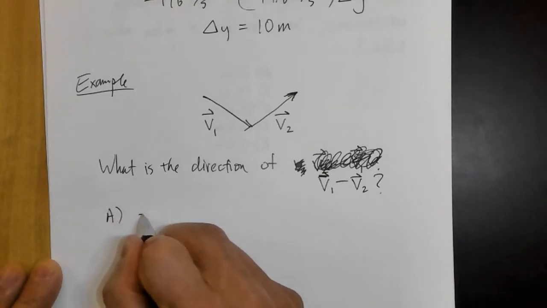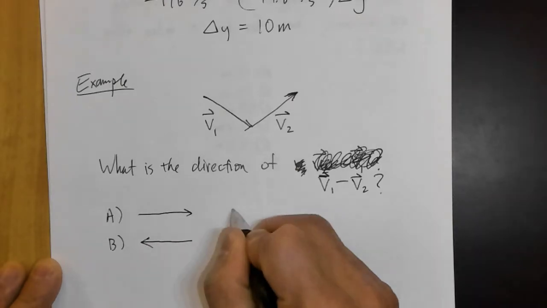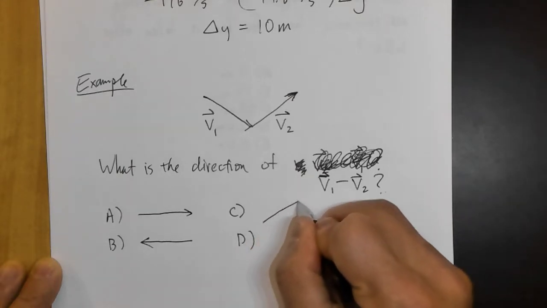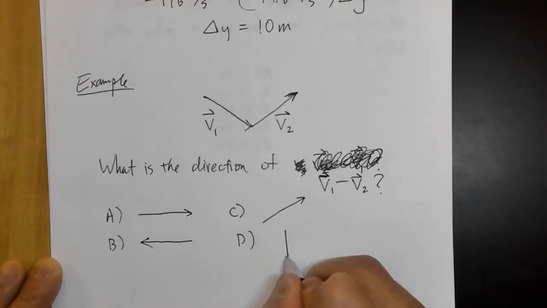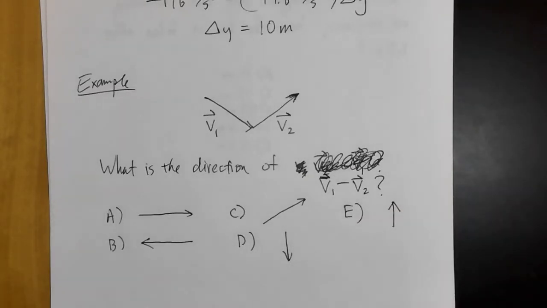And the choices are like that. C is like this. D is like this. And E is like this. Okay? And I'll open up the polling.